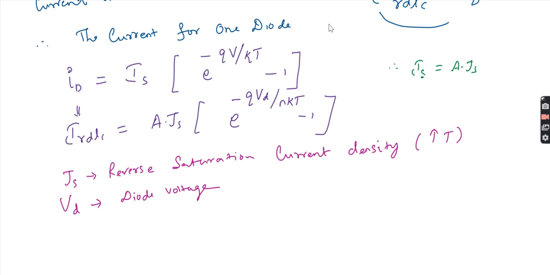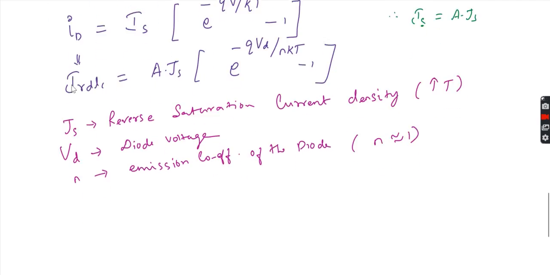What is the N? The small n here. So the small n is nothing but the emission coefficient of the diode. So sometimes n will be approximately equal to 1. That is why here I have not written it. Okay, in the top it is not there. What is the Q? The Q is charge.